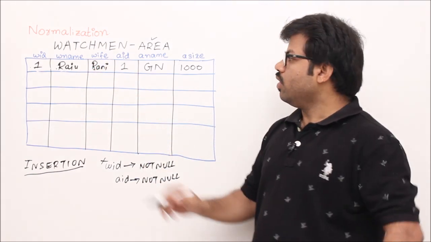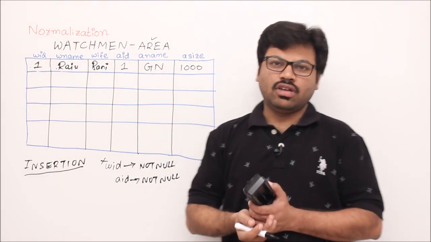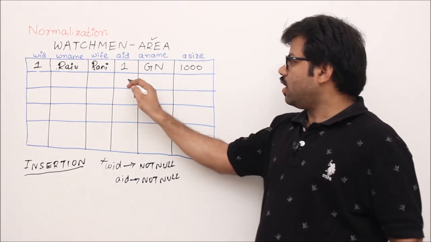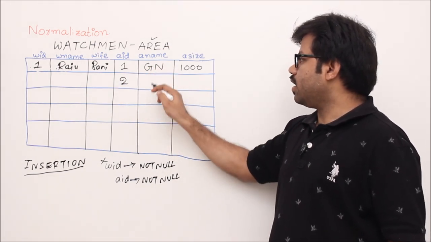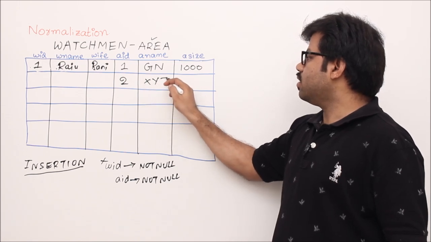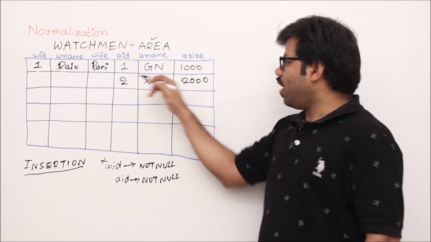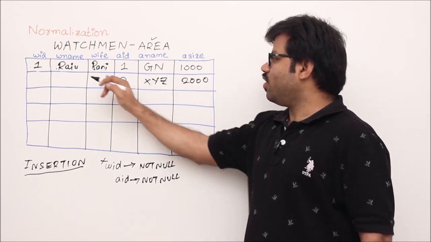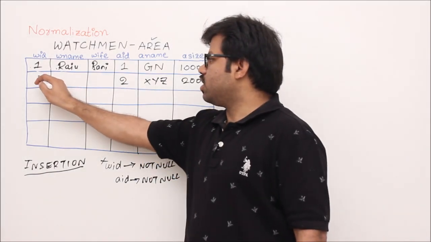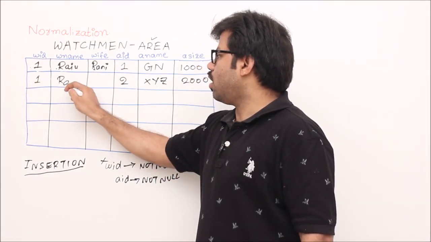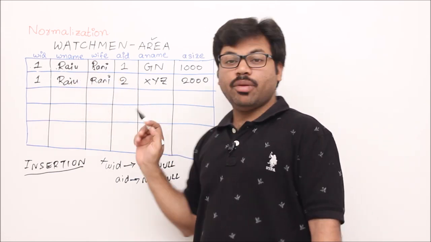Fine. So somehow, I mean, we acquired some watchmen. Now we'll see the data. Suddenly one more area came through the government, let's say that is 2, that is XYZ something, area size is 2000. Then to fill this data, again you have to write null values, but that is not allowed. Then what to do? The same watchman I use, 1, Raju, Rani. See here. So you are repeating the information, remember it.